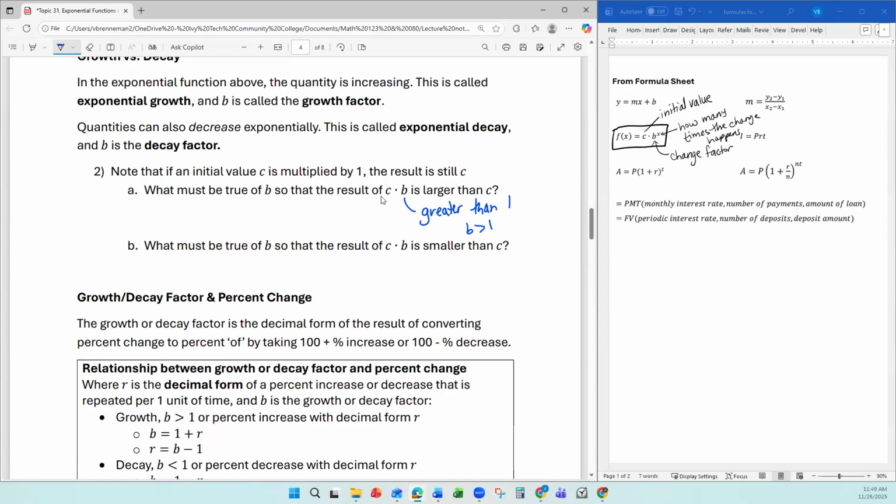To get a smaller amount, we have to have less than the whole thing. So we would need to multiply by less than 1. So 1 would be all of C, and this would be more than all of C. So thinking of the 1 or the 100% as being all of something can help there.